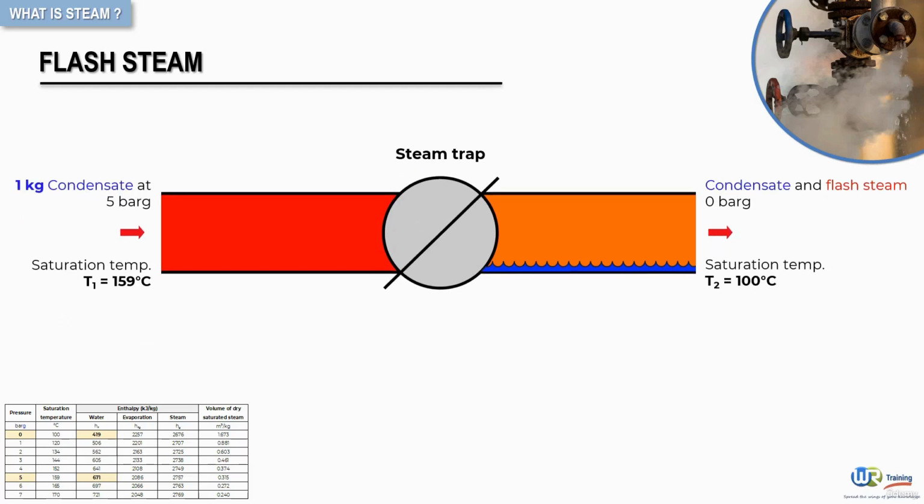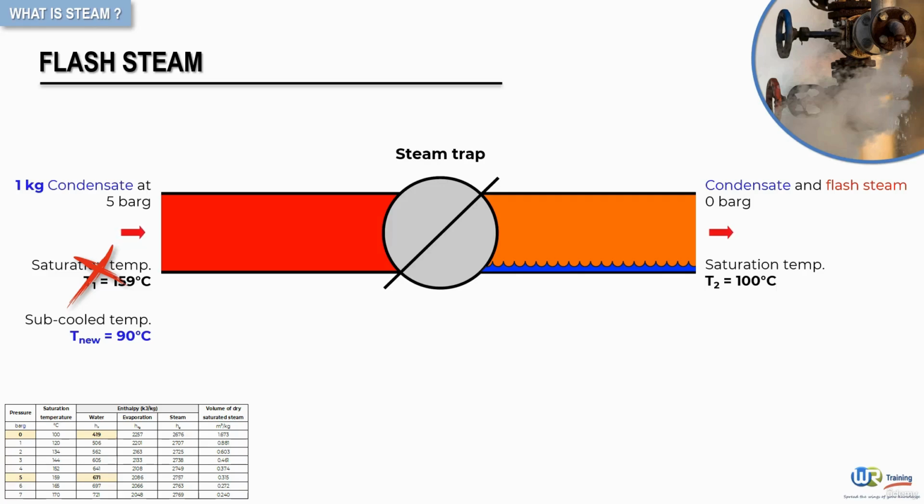Okay, let's now consider the case where the high pressure condensate temperature is lower than the low pressure saturation temperature. So consider the same conditions as in the previous example, with the exception that the high pressure condensate temperature is no longer 159 degrees Celsius, but only 90 degrees Celsius, as seen here. This means that the liquid or the condensate at the inlet of the steam trap is subcooled.